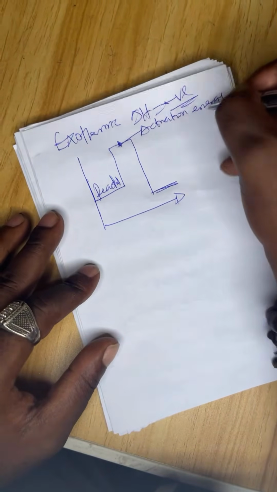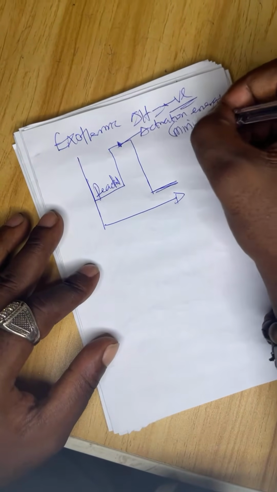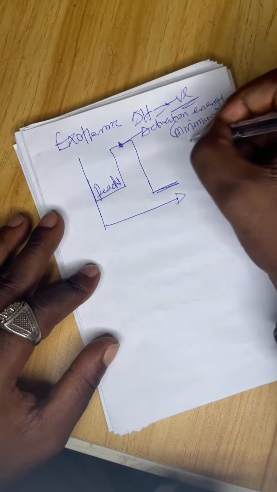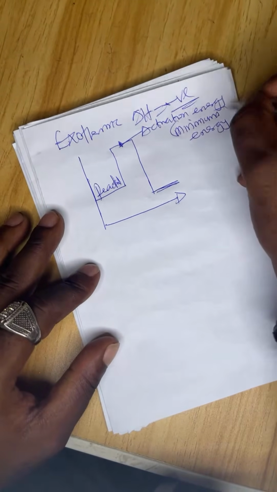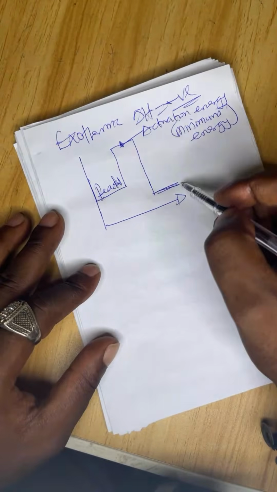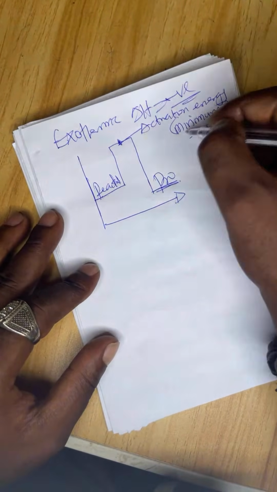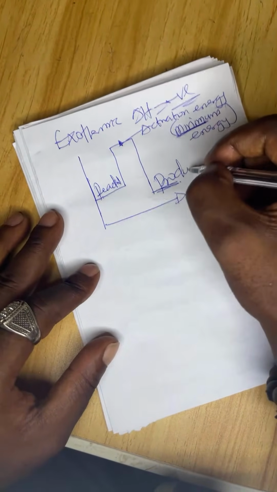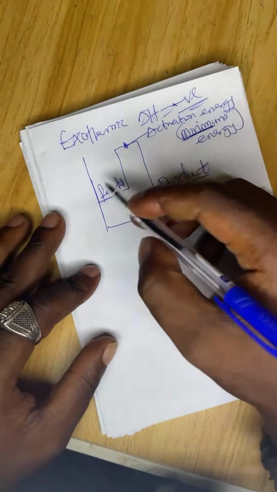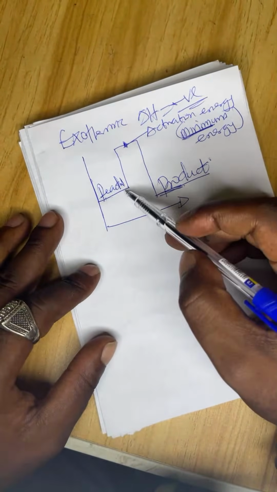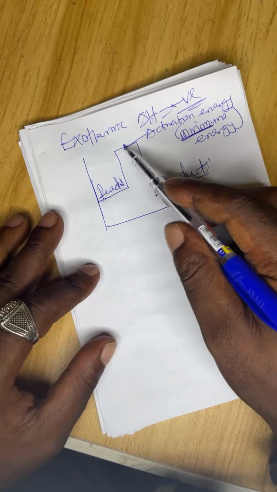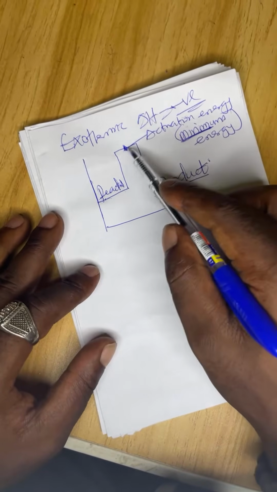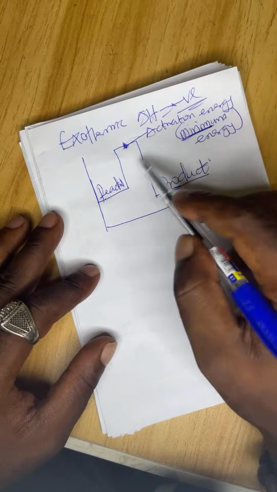Don't forget, activation energy is the minimum energy. Please take note of that. It is the minimum energy needed for a reactant to form the product. This is a JAMB question. That means if this reactant did not have an energy equal to or greater than the activation energy, it will not jump to this side. That's what it means.